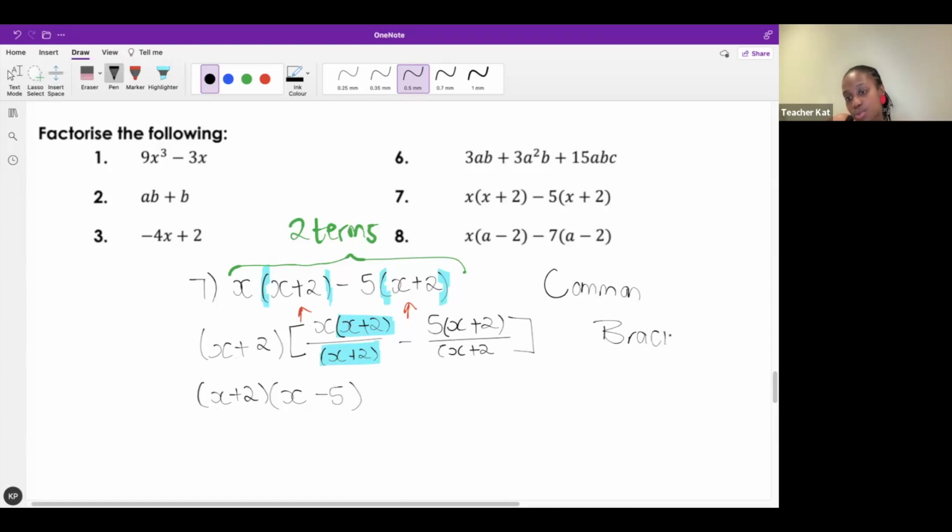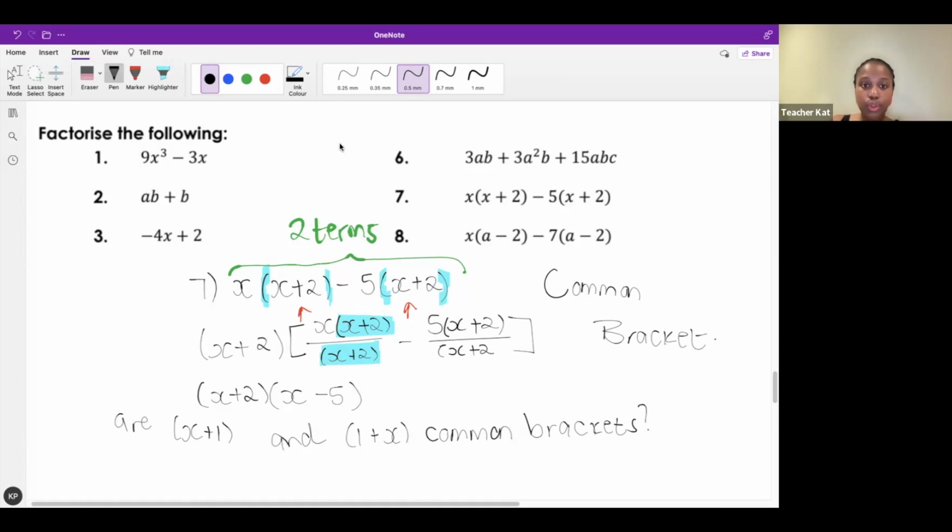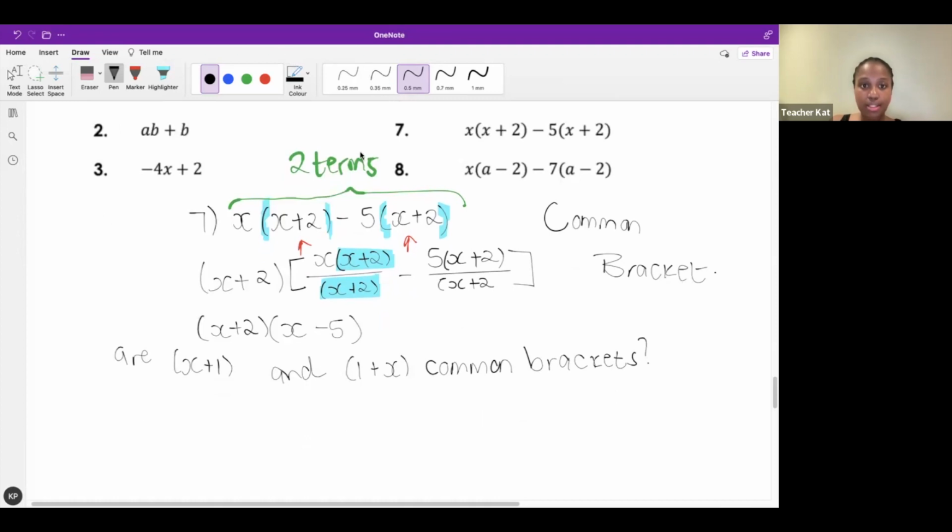bracket. That's also possible. And be careful of common brackets, okay? Because if I say to you x plus 1 and 1 plus x, common brackets, are those common? X plus 1, 1 plus x, is that a common bracket? I have a no from Amy, yes from Logan, no from Buhlali. What does everyone else think? Come on, guys. 1 plus x and x plus 1, is that a common bracket?